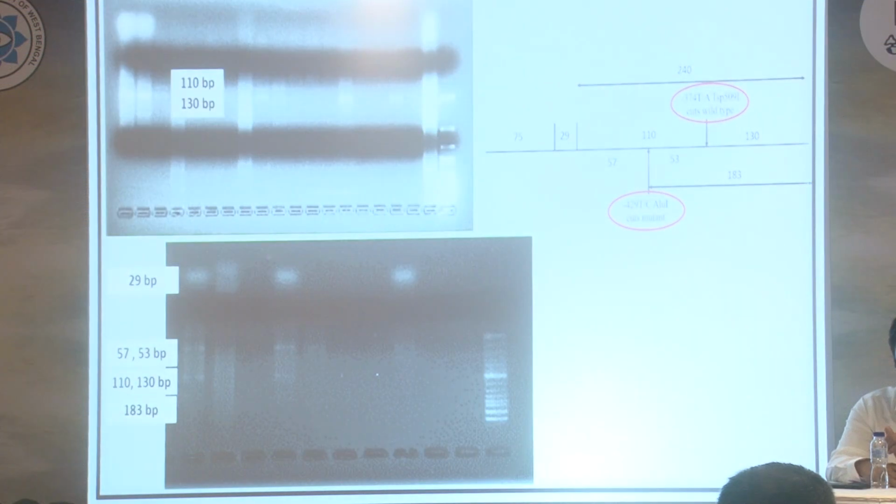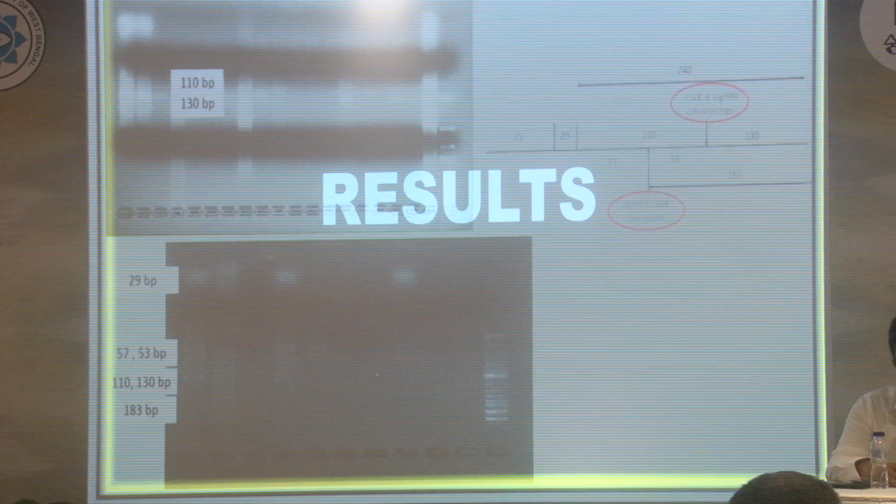These were the bands that we obtained during our study. The band correlation with the polymorphism was again based on a previous study done, wherein depending on the site of cut of the restriction endonuclease, the band length was decided.